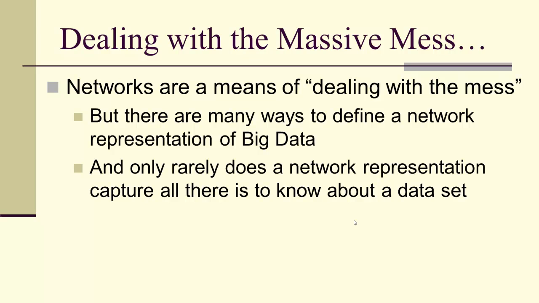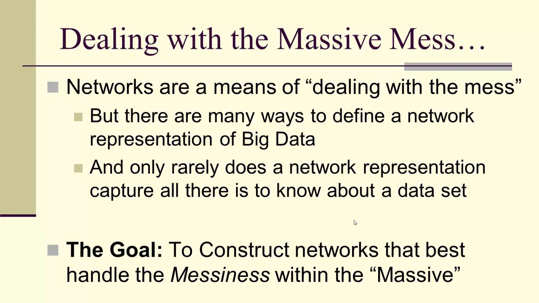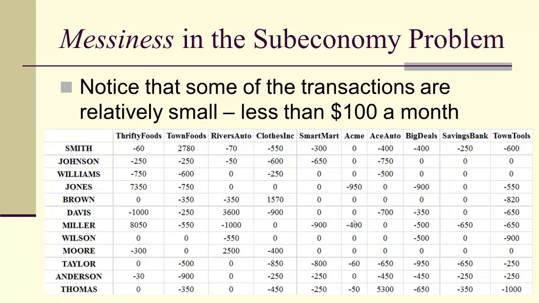Networks are a way of dealing with this mess. That's why we use networks so often. And again, the mess doesn't necessarily come from randomness, often doesn't come from randomness. So what we want is to construct networks that best handle the messiness within the massive. So the messiness in the sub-economy problem has an obvious source.